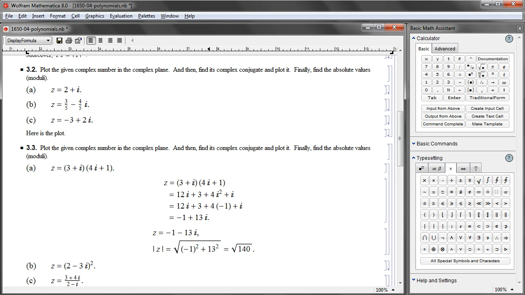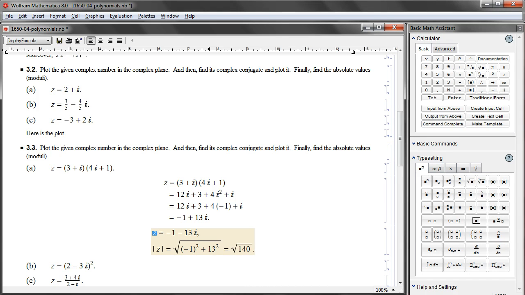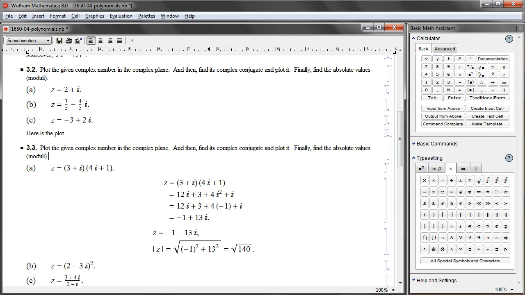Something is not right. What did I do? This should be the conjugate. I apologize. Yeah, that should be the conjugate, because this plus 13 became -13, so some change took place, as it should. So z is -1 plus 13i, so you should plot it at -1 comma 13.